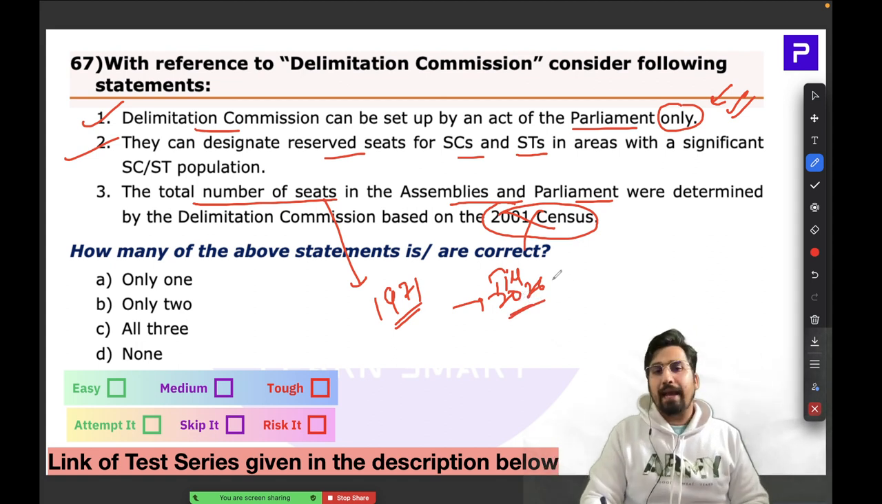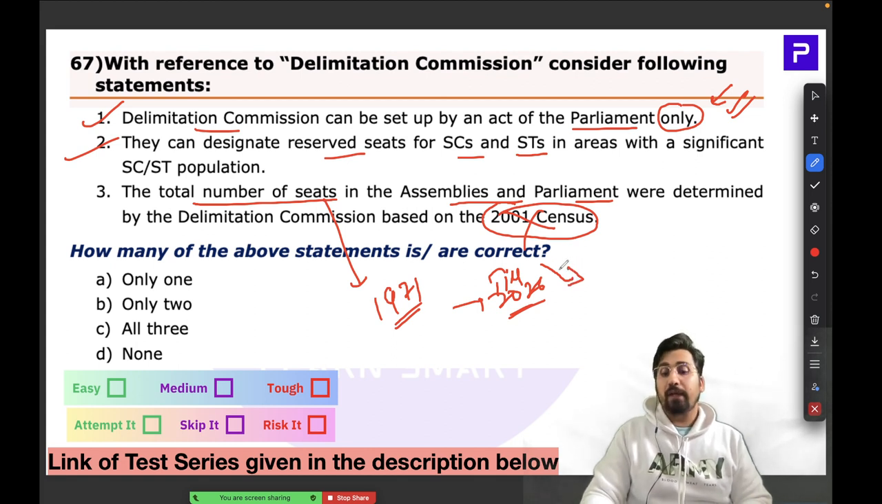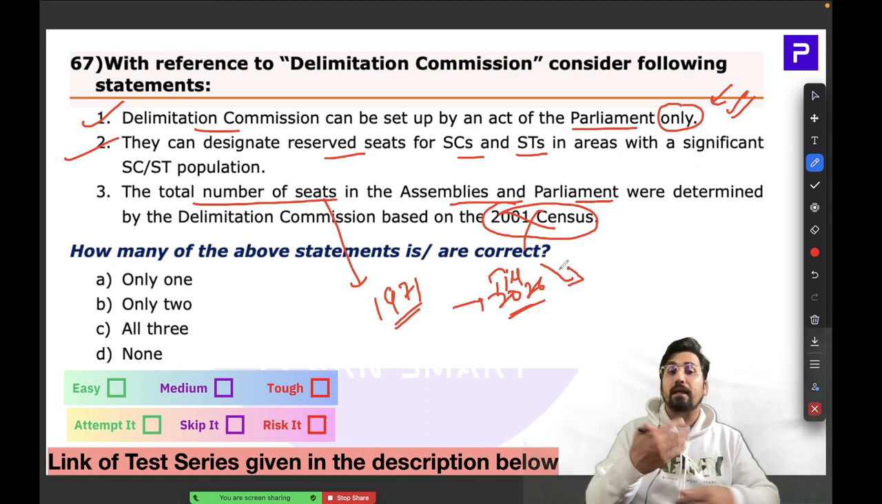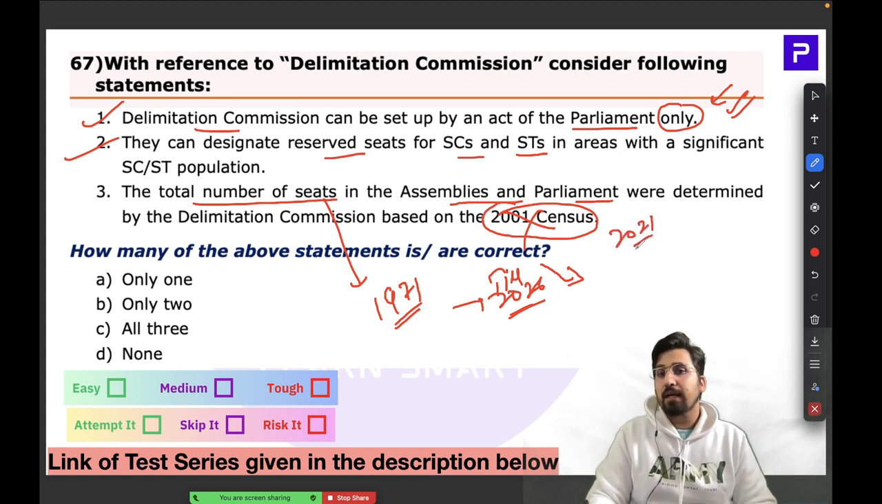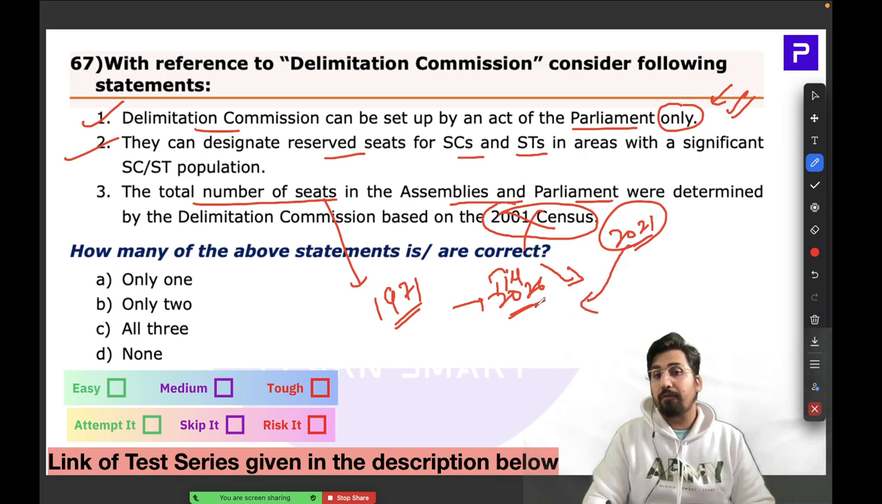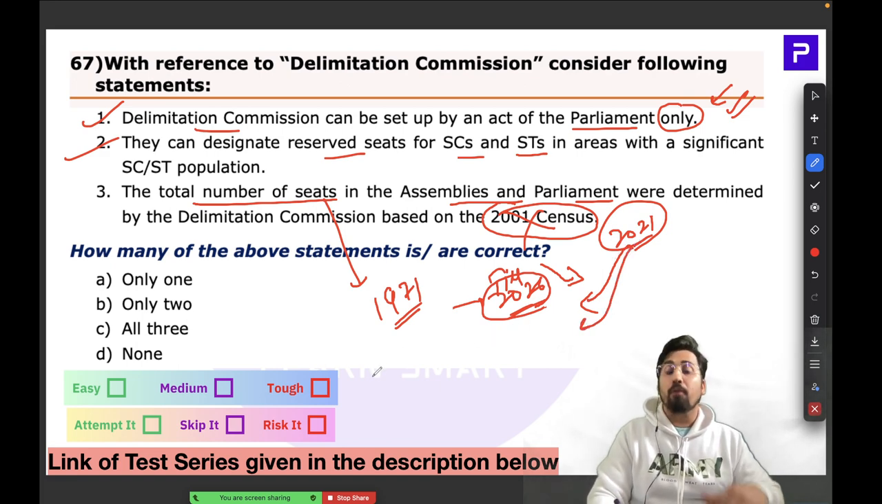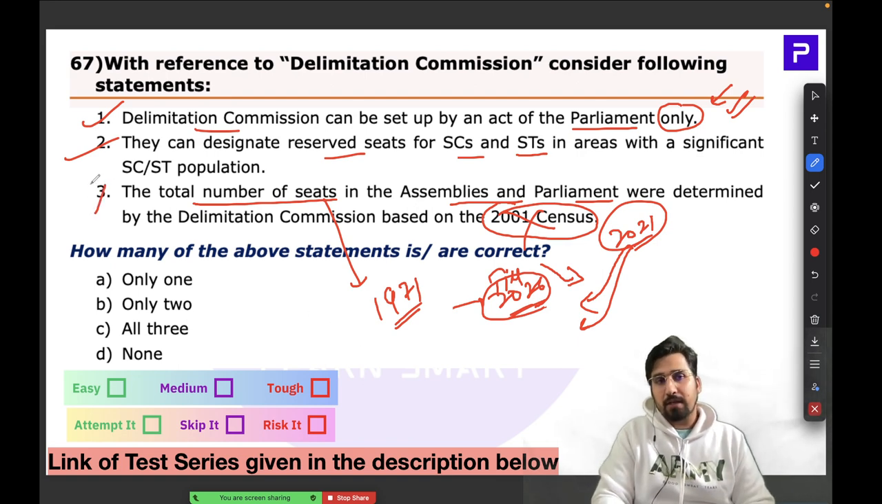There is written that any census after 2026 is going to be taken into account for deciding the number of seats. Probably some people are saying that is why the government is delaying the 2021 census, and maybe this census is going to be carried out after 2026. Based on this census only, you are going to see more Lok Sabha seats, more Rajya Sabha seats, and a lot more things will come up. So the third statement is wrong.